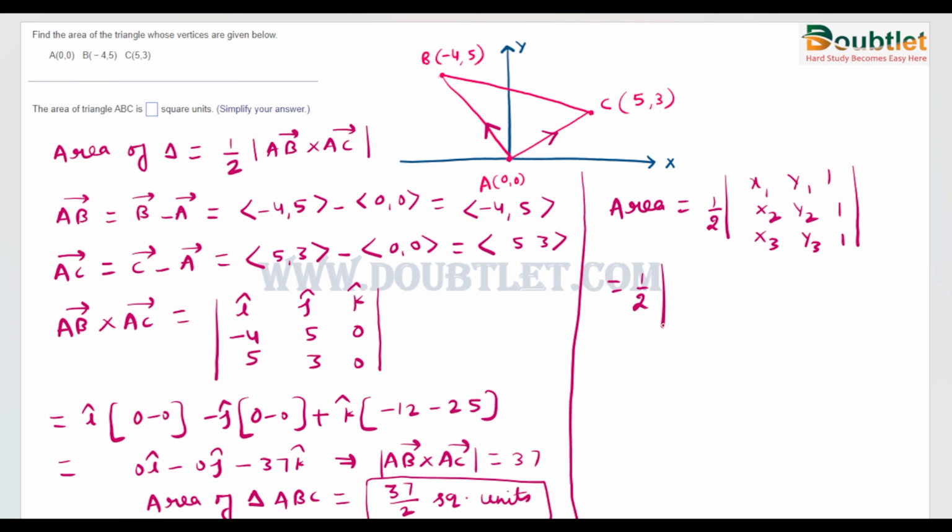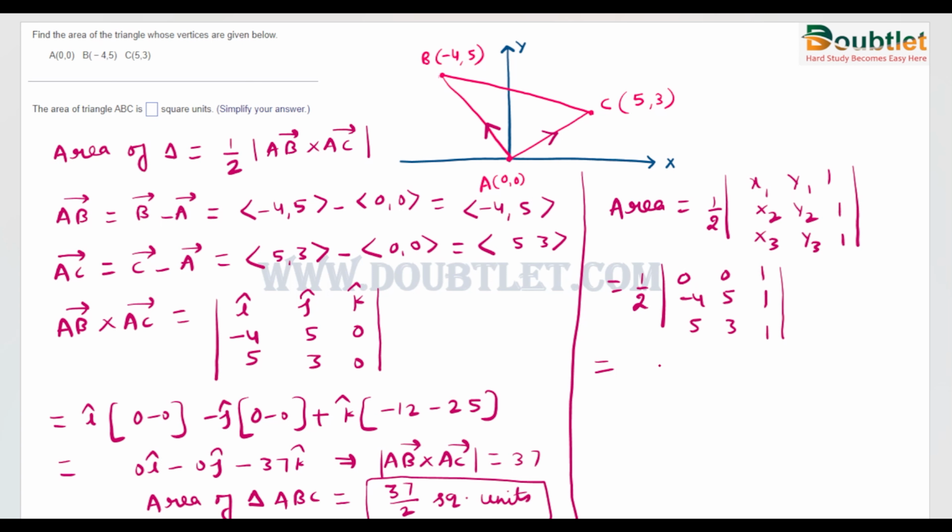So if we put the value of x1, y1 as the coordinate of A, 0, 0, 1, and then x2, y2 coordinate of B that are minus 4, 5, 1, and then this will become 5, 3, 1. Then if we just open this determinant by the first row, then definitely these 2 times 0 is 0, here is 0. So these 2 row and column will be ignored.